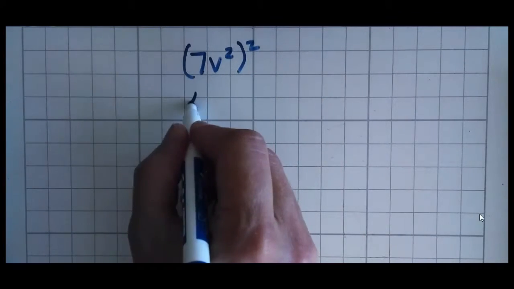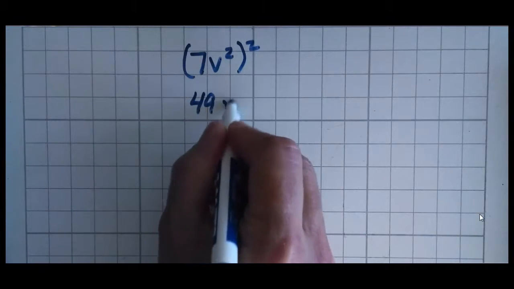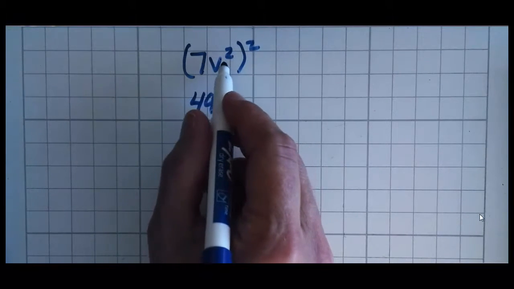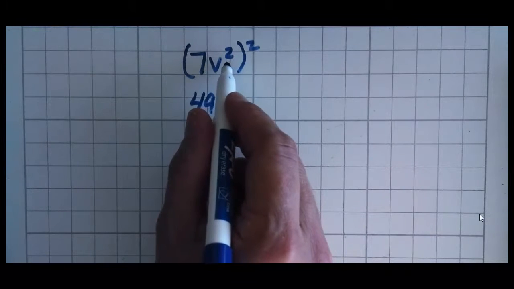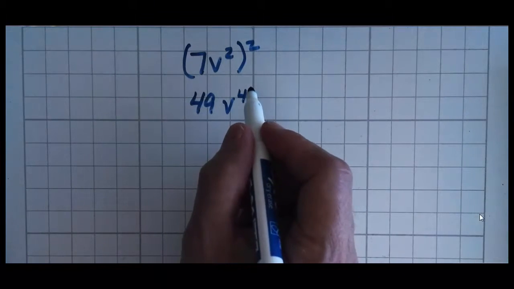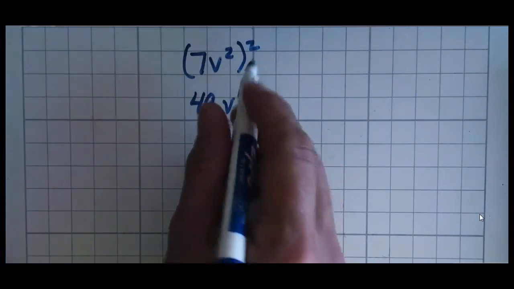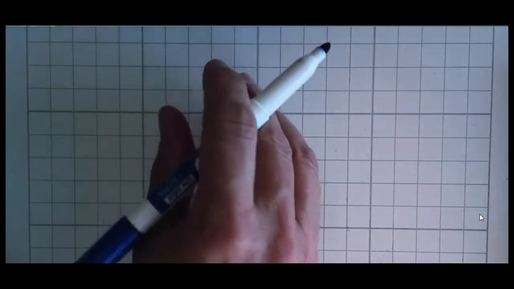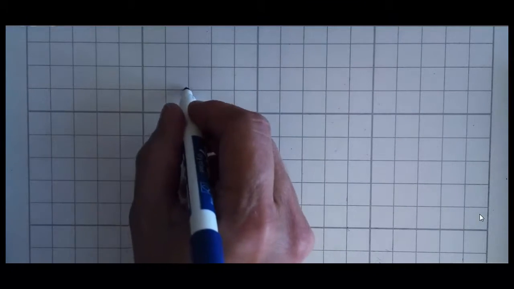So 7 times 7, 7 squared is 49. And as you know from a previous video, when you raise a power to a power, you multiply it. V squared squared becomes v to the fourth. You're probably going to get these pretty quickly, so we're not going to do too many examples, but let's just do a couple more.